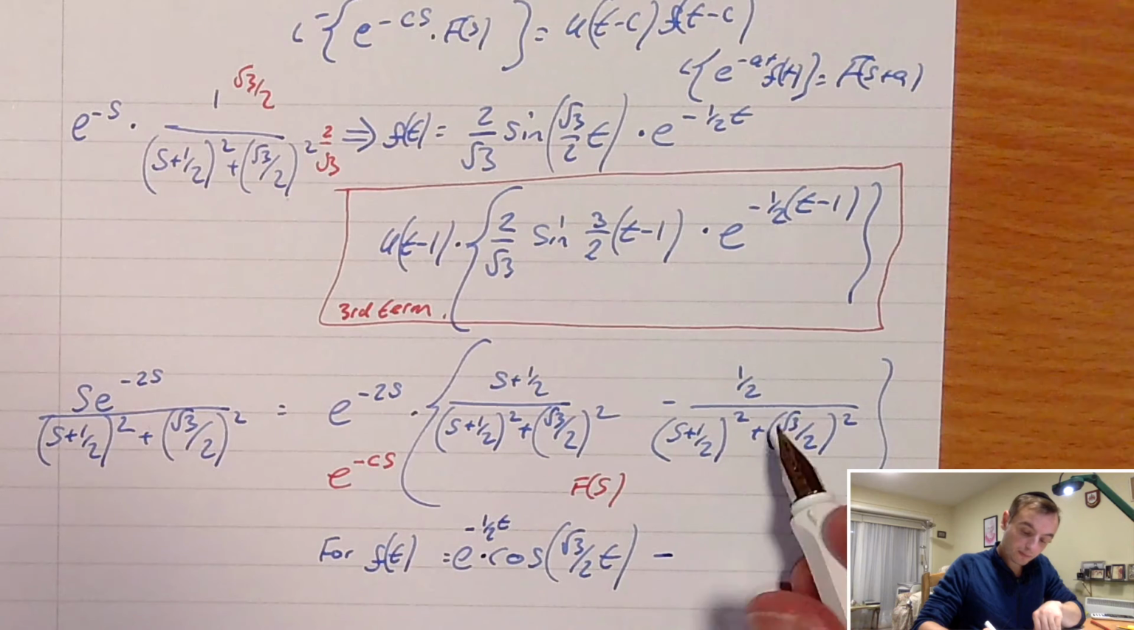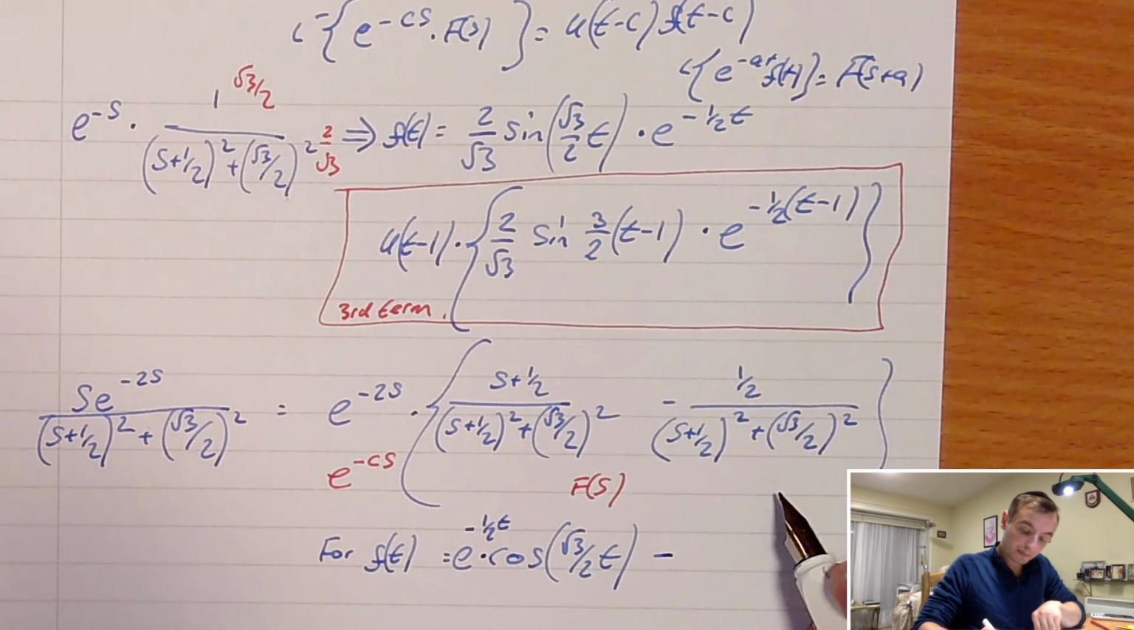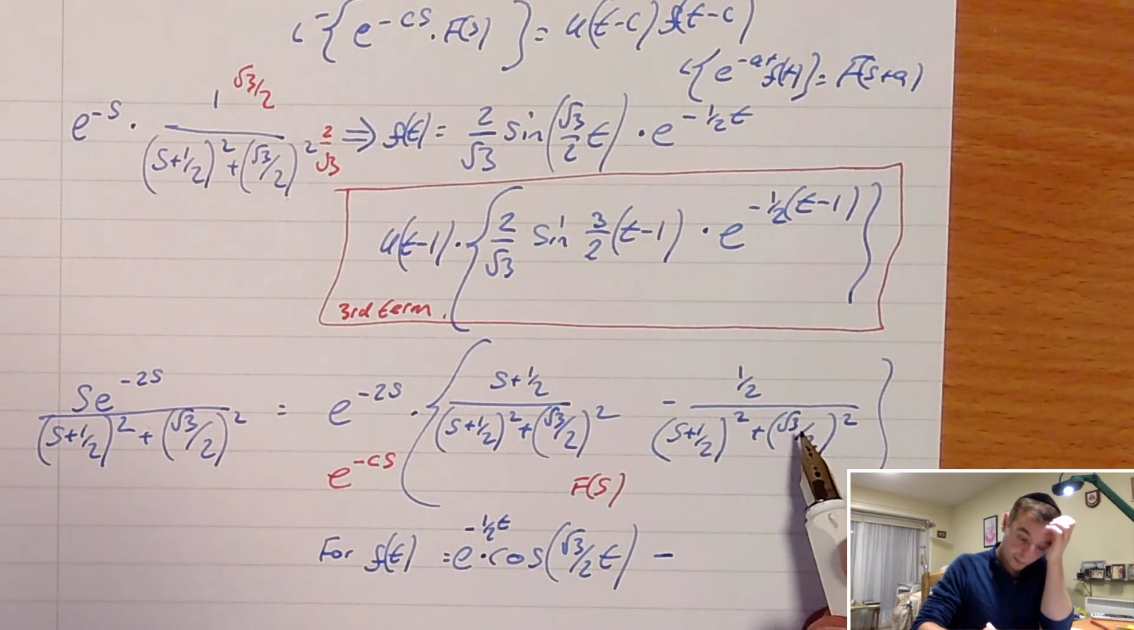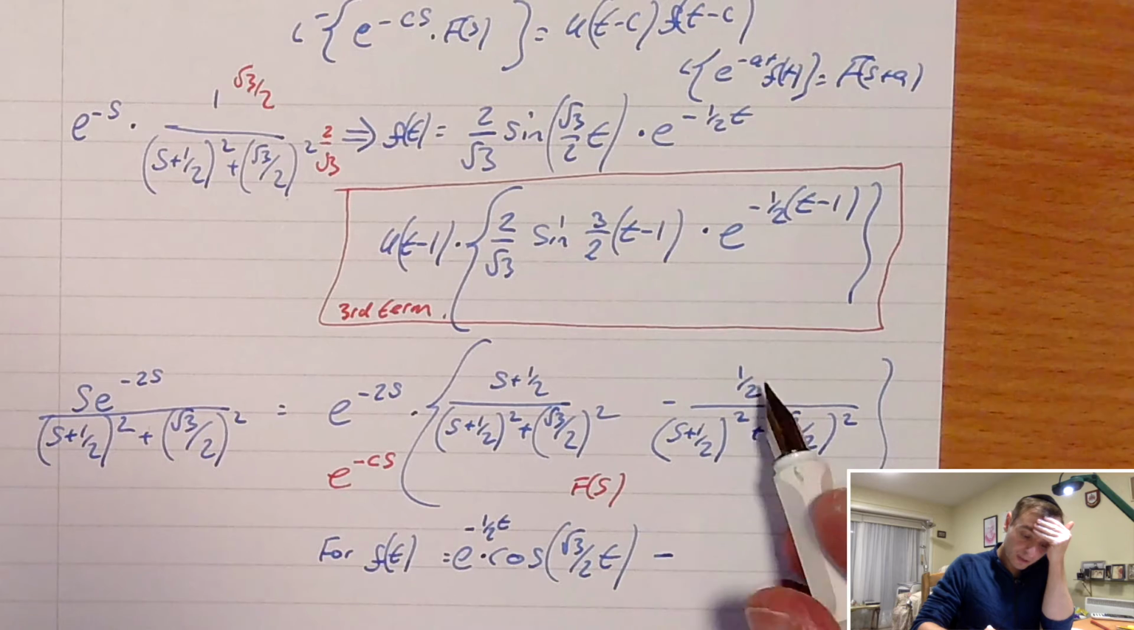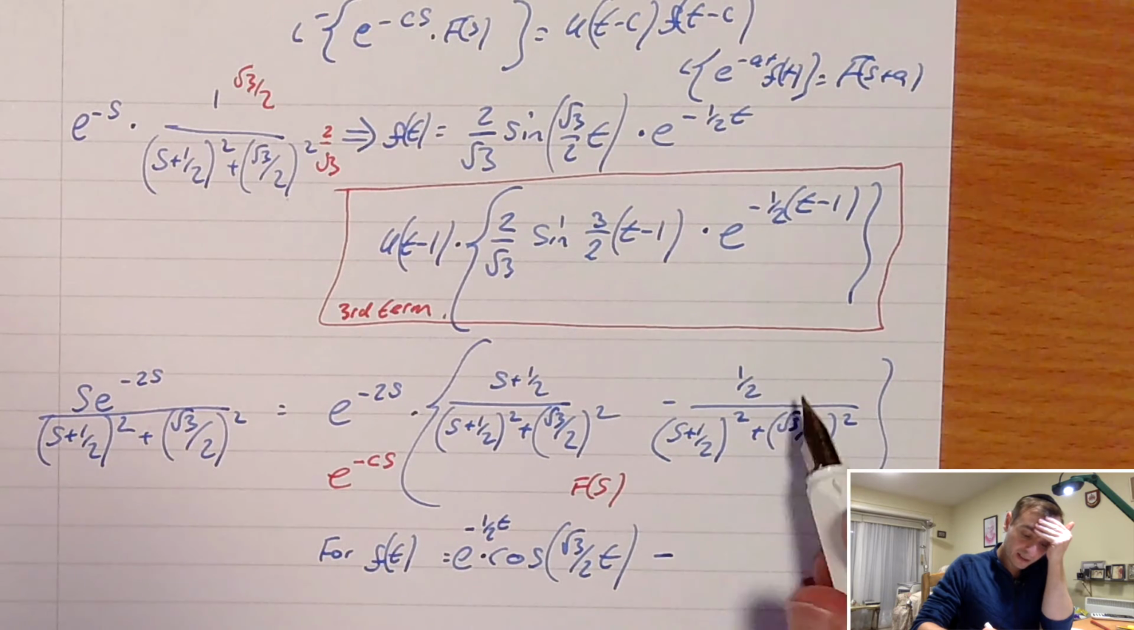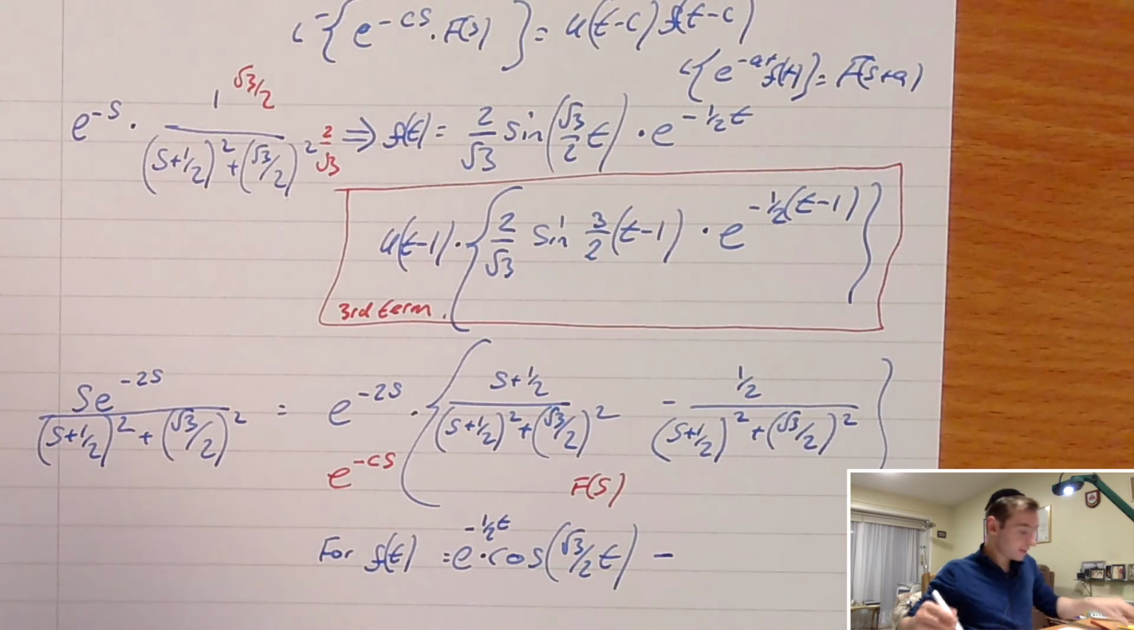Minus, here we have, oh, we don't want that to be a half. We need that to be root 3 on 2, don't we? Fine. So let's change it to root 3 on 2.